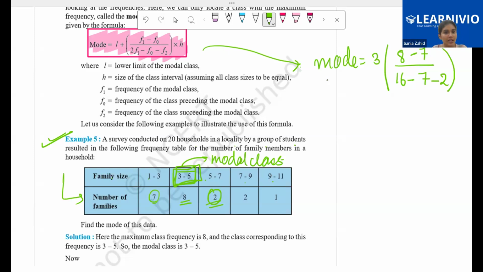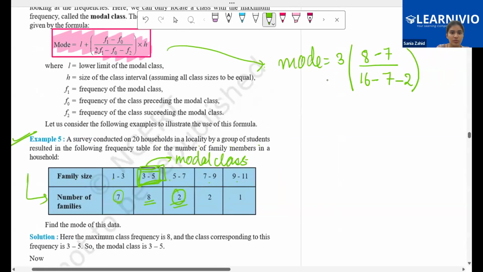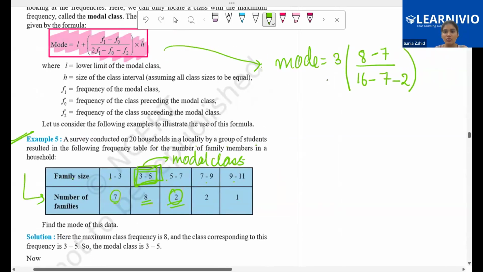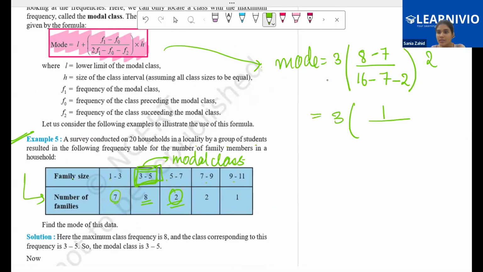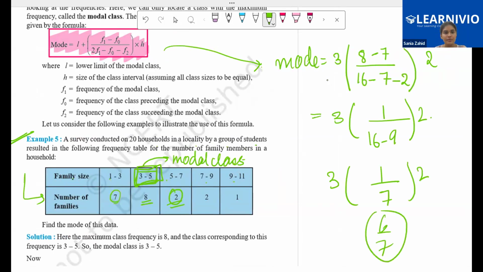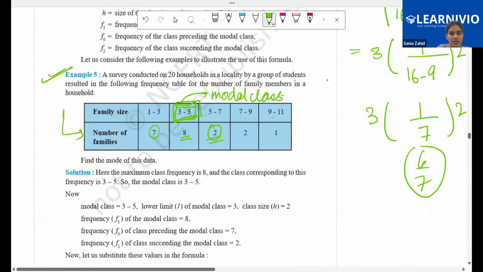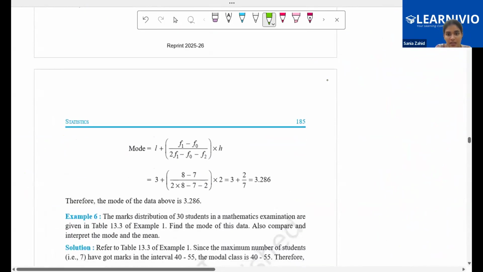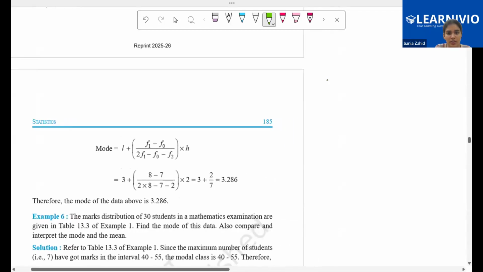Minus 2, into H. What is H? H is the height, right? So what is the height? 2, because 5 minus 3 is equal to 2. So height is 2. Now you have this formula. You will solve it. 3 minus 1 by 16 minus 9, into 2, 3 into 1 by 7 into 2, 6 by 7 is your answer. Alright, you can convert it into decimal and then check. Let's check our answer. 3.286. It should be correct because we used the correct formula.